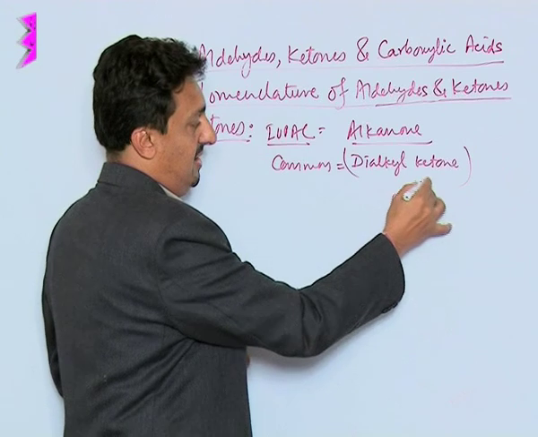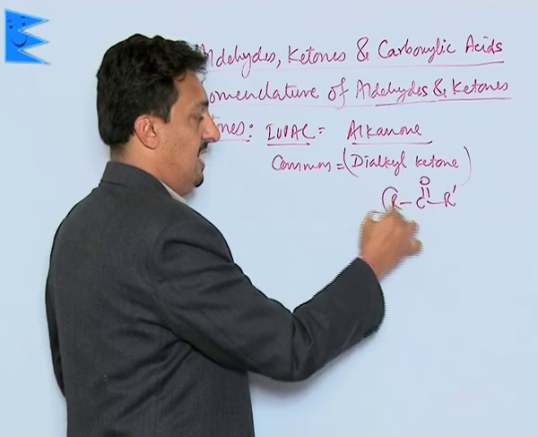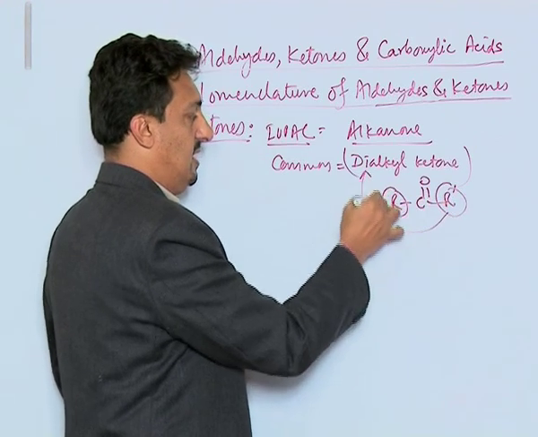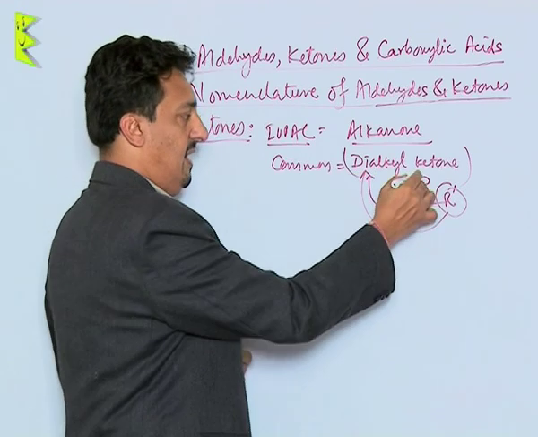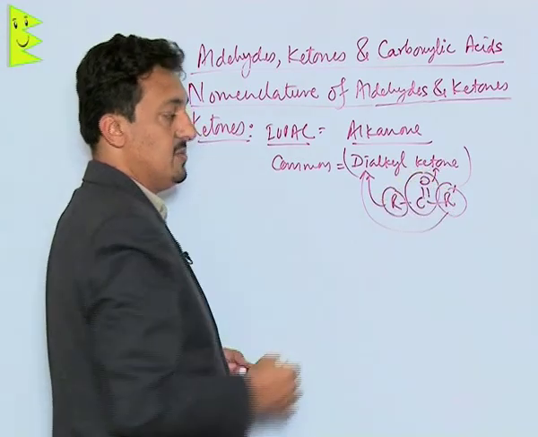So if it is like this, we will name these two R as what? Dialkyl. If they are the same, fine; if they are different, we will write them in alphabetical order, and this CO group is denoted by the ketone.